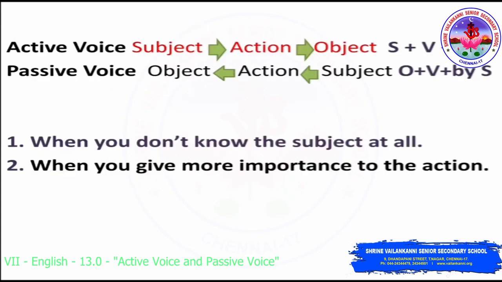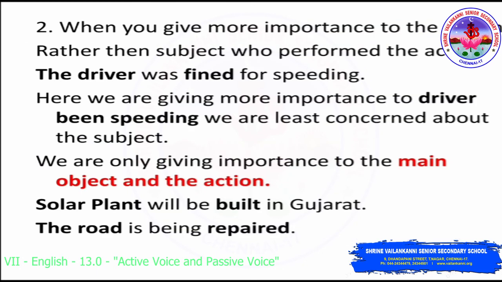Then the next case is when you give more importance to the action. When I give more importance to the action, I only talk about the action and the object which receives the action. Solar plant will be built in Gujarat. So I'm only giving importance to the solar plant which is built in Gujarat. I don't know who is building it. Who are the builders? We are least concerned about the builders. Again, the road is being repaired. Again, I'm least bothered about who is repairing the road. But for me, the road is being repaired. The object which receives the action is the main thing here in passive voice.